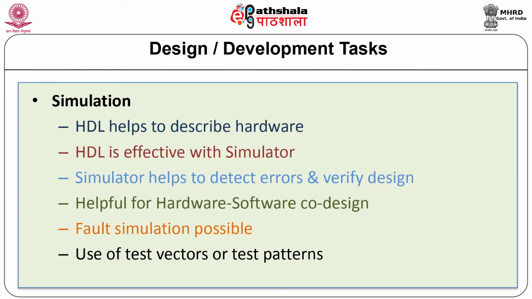Simulation. A formal description of hardware can be generated with the help of HDL. HDL description becomes more effective when a simulator is available with it. Simulation helps the designer to detect errors in the HDL code. Simulator basically helps the designer to verify the circuit. In many CAD tools, the simulator can handle hardware description as well as the software to cope with the hardware-software co-design approach.